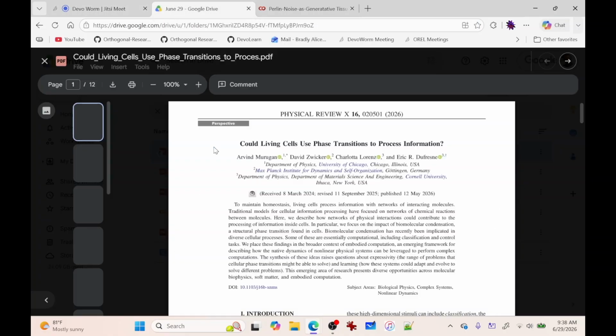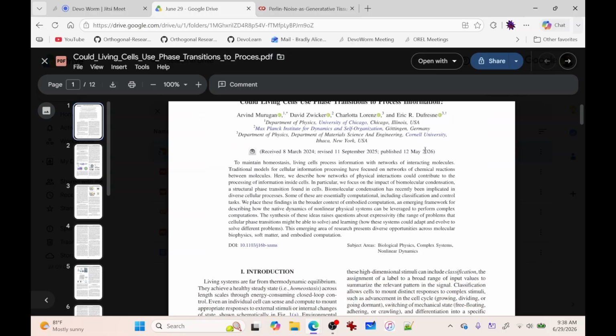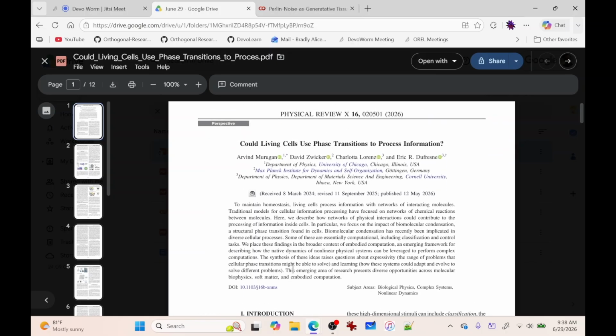So this is something that I presented last time. This paper, could living cells use phase transitions to process information? What they were talking about was how living cells have these structures called condensates, which are just bundles of biomolecules or other things like that. People don't necessarily know what they do. Their range of functions is broad, and they're involved in a lot of different things, including phase transitions.